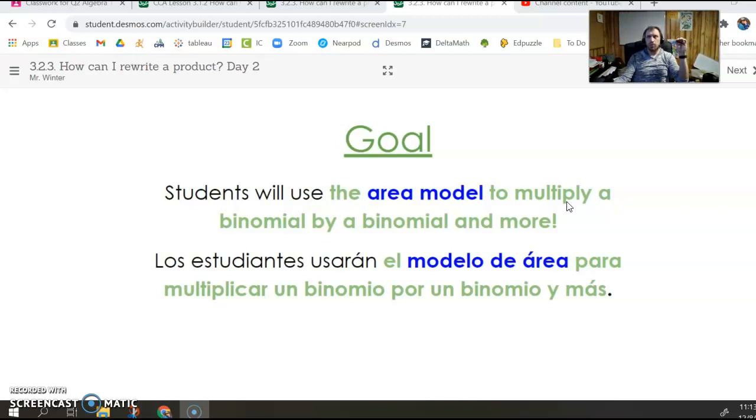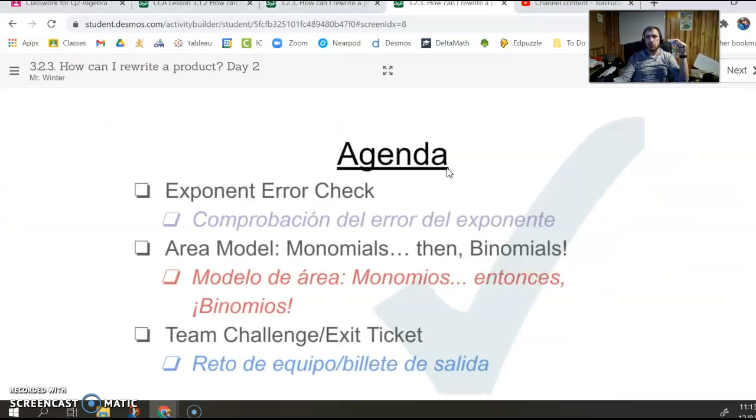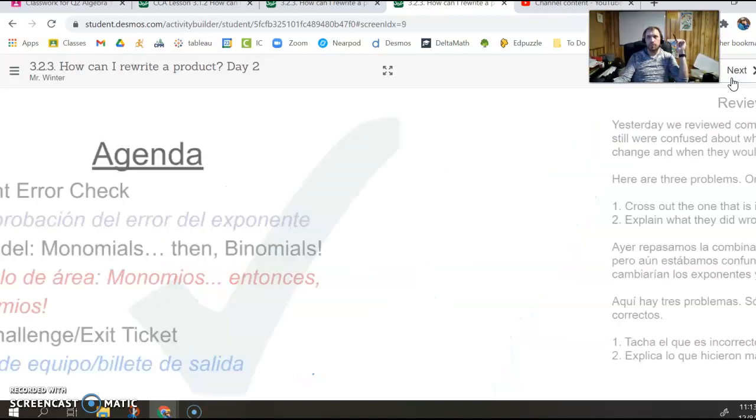Today, our goal, we're going to multiply a binomial by a binomial. And then we're going to throw in a little twist and see if we can even up the ante a little bit. So we're going to do an error check for exponents. We're going to look at the area model of monomials and binomials using an area model. And then we're going to do a team challenge or exit ticket. While you're watching this, go ahead and work on the team challenge questions by yourself before the homework.